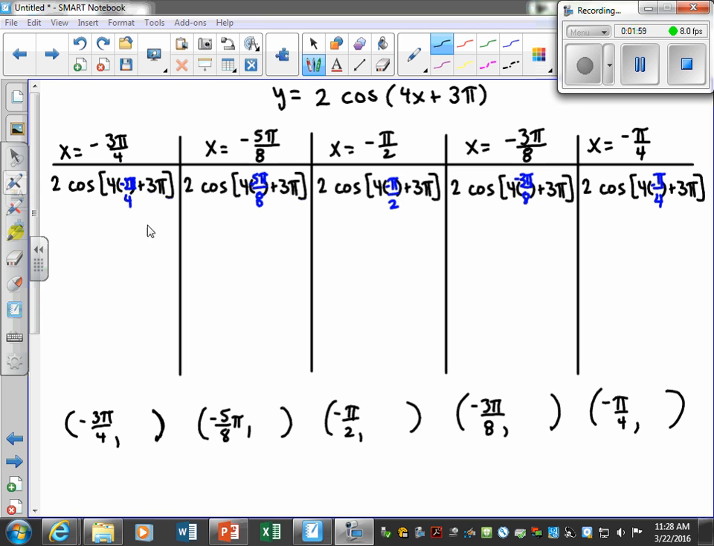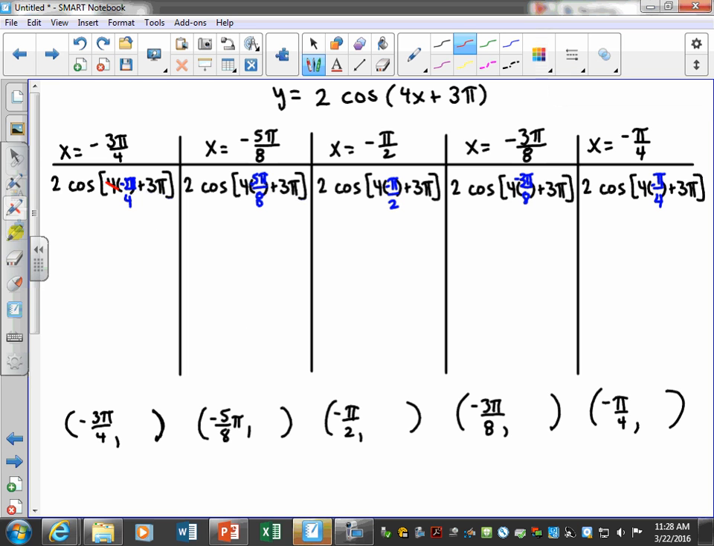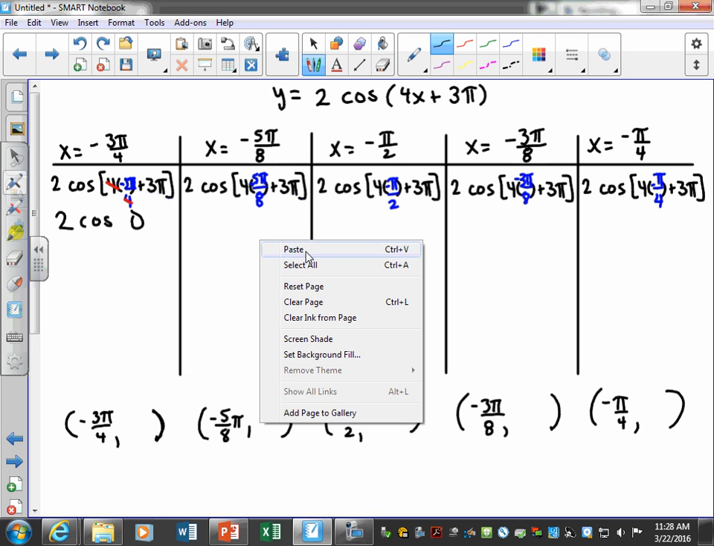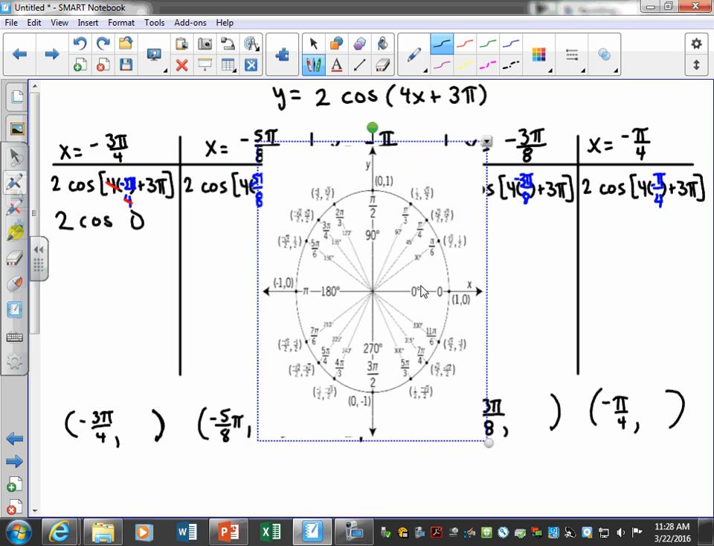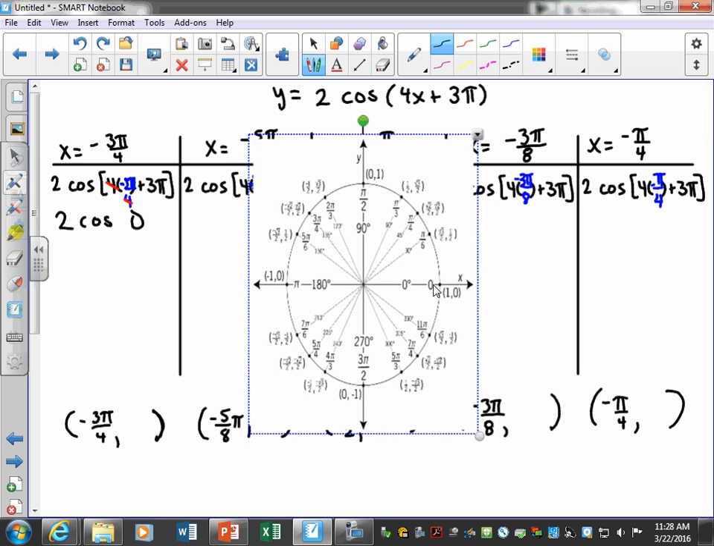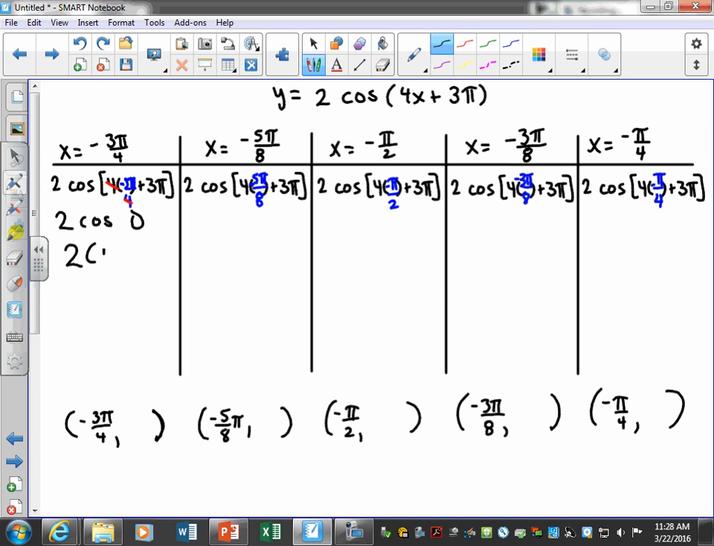Okay, right here we're going to cancel, we're going to simplify, those 4's cancel, so we have a negative 3 pi plus 3 pi, so that gives us a 0. So that's just going to be negative 2 times the cosine of 0. We're ready to go to our unit circle. The cosine is the x value, so what's the cosine of 0? 1. Good. So we'll have negative 2 times 1, which is just going to be negative 2. All right, we'll move to this next one.